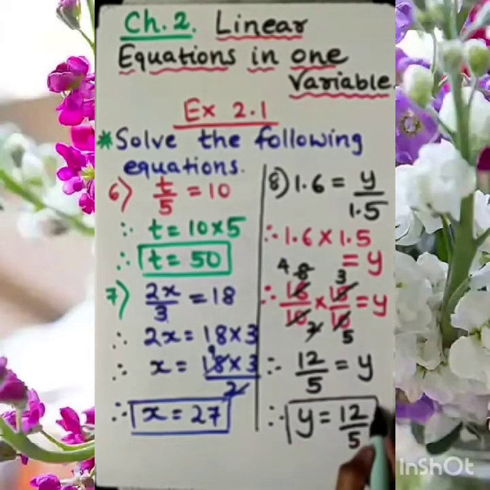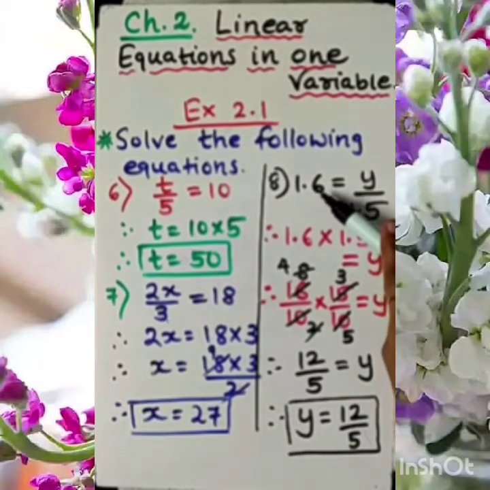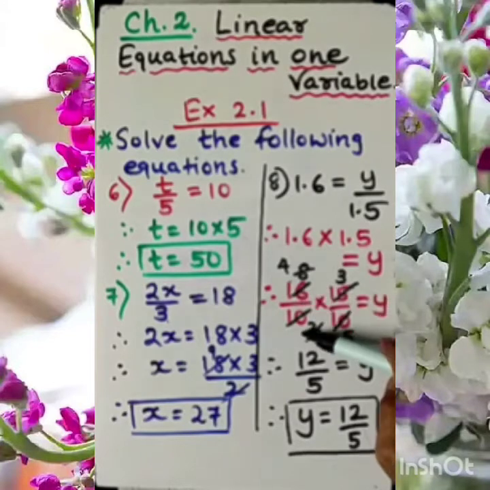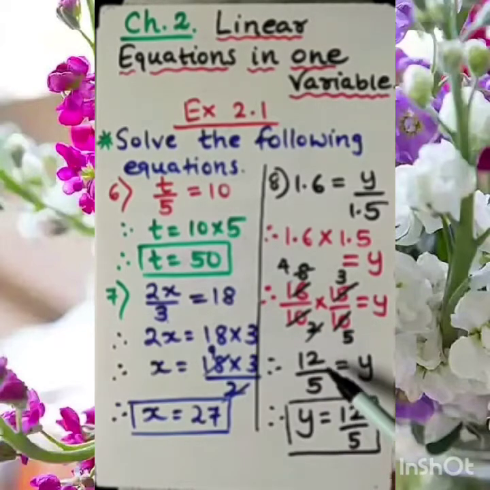This is the solution. I am explaining this again. Look at your screen. 1.6 into 1.5. So 16 by 10 into 15 by 10. So after simplification, we will get 12 by 5. So the value of y equal to 12 by 5. Clear to you? Let's see the next.